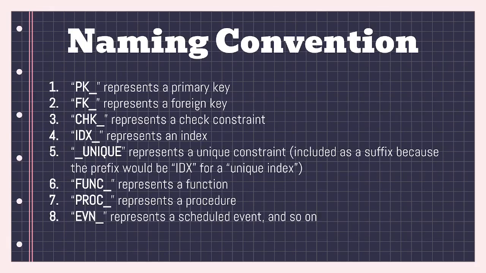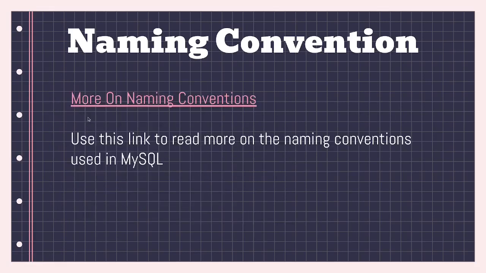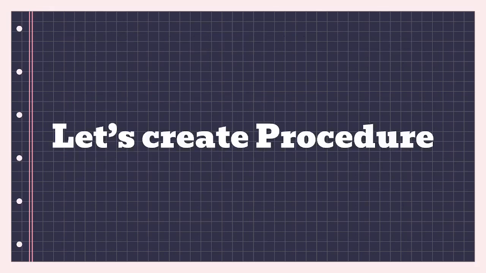When creating a stored procedure, we also have a naming convention. You mostly want to start with proc, then an underscore, and then the name of the stored procedure. This is not a must, but it's just a convention that you can follow. There are other naming conventions for other things like primary keys, event functions, unique indexes, check constraints, and stuff like that. If you want to read more on the naming conventions that we use in MySQL, I can leave a link in the description.